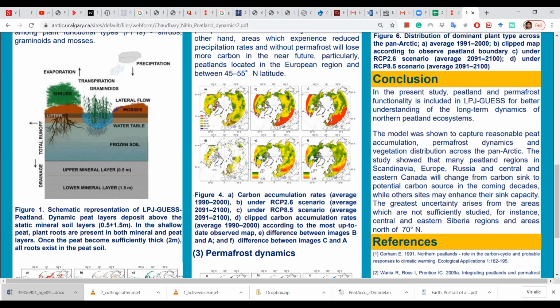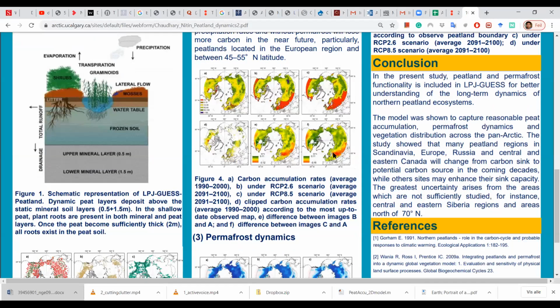And then if we go from here to here, these are the two warming scenarios which we have considered. This is the low warming scenario, which is RCP 2.6, and this is the high warming scenario, which is RCP 8.5. In both scenarios, a significant portion of low latitude area becomes a carbon source, while the areas which become a high carbon sink are basically dominated by permafrost.